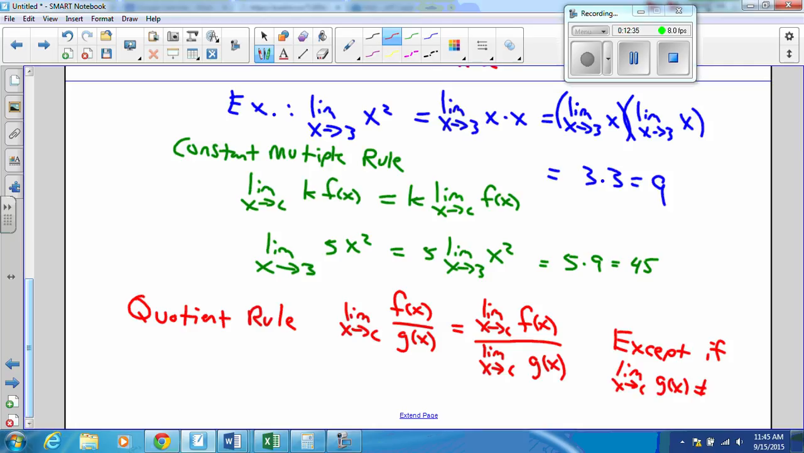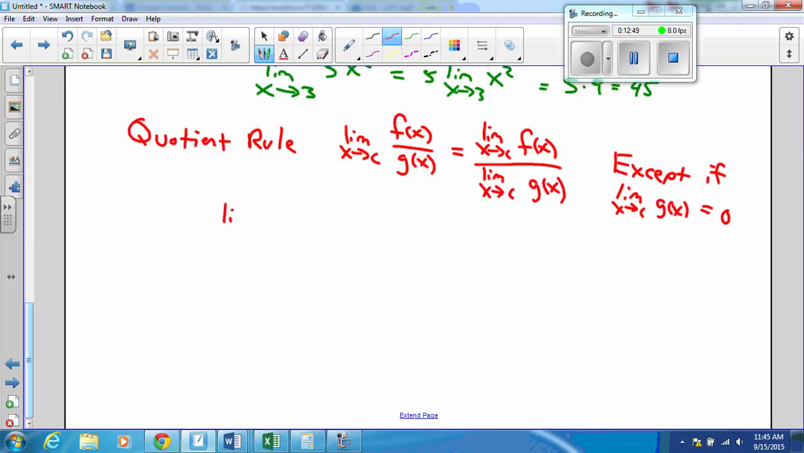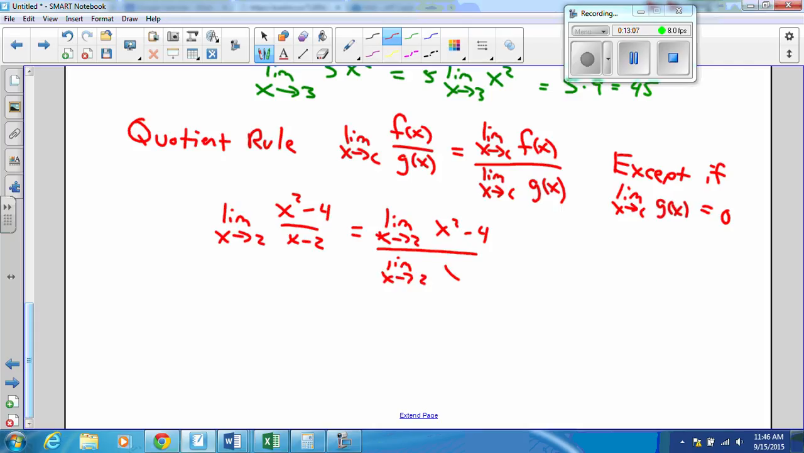And that is that this rule fails when the denominator goes to 0. And I'll give you a really simple example of that from your previous Quizlet. We evaluated the limit as x goes to 2 of x squared minus 4 over x minus 2. If I attempt to use the quotient rule, badness happens.